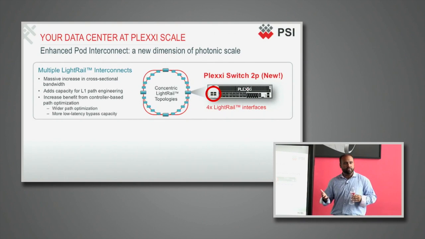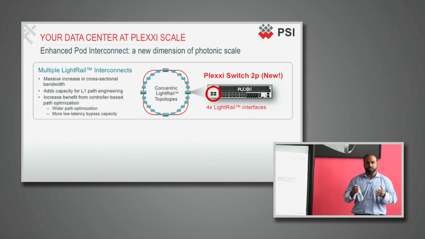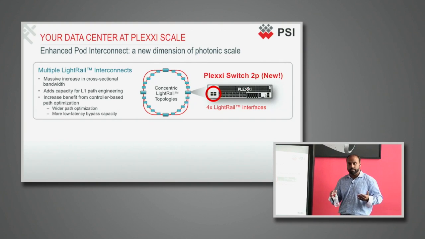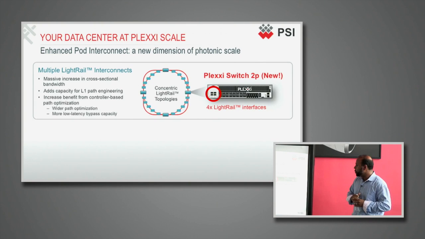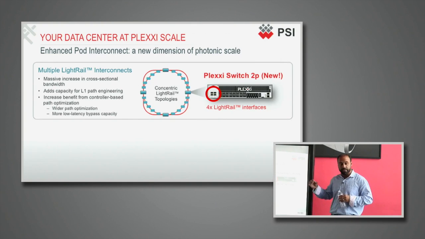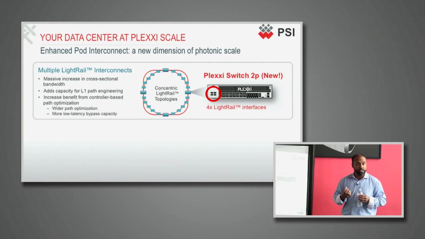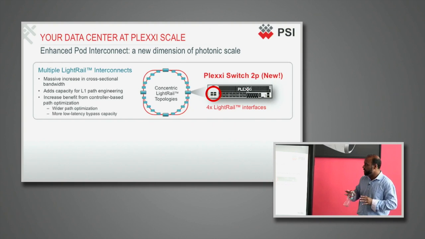So what if you want to increase the bandwidth of this? We've got this pod architecture. This is another variant of the Switch 2 called the Switch 2P. It's built on the same architecture as the edge switch I just showed you, but instead of 2 light rails coming out, it has four light rails. This is our 4-degree switch, again all using non-WDM optics. So these are all part of the pod architecture.